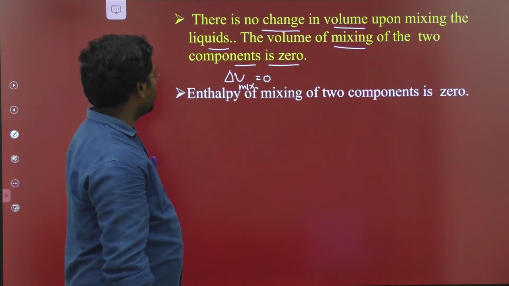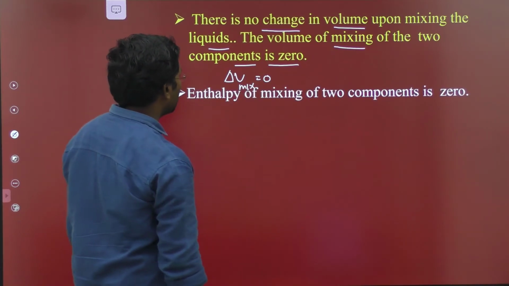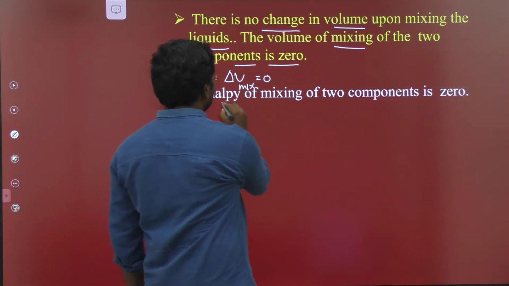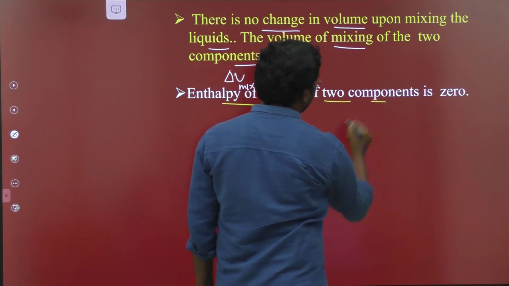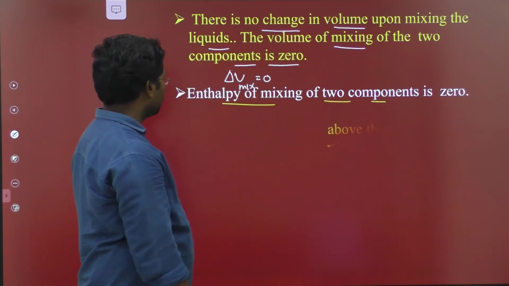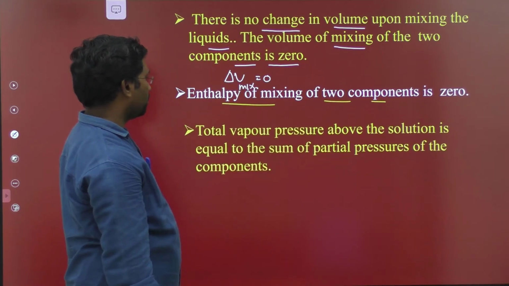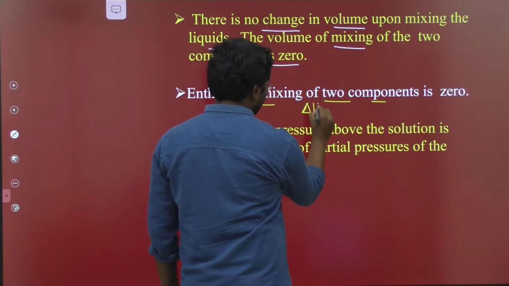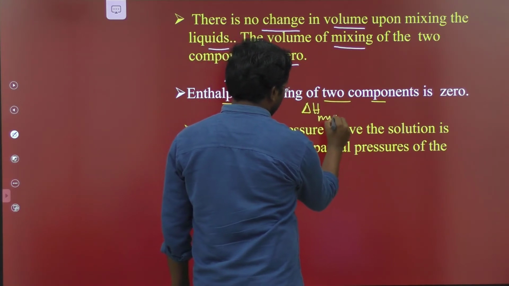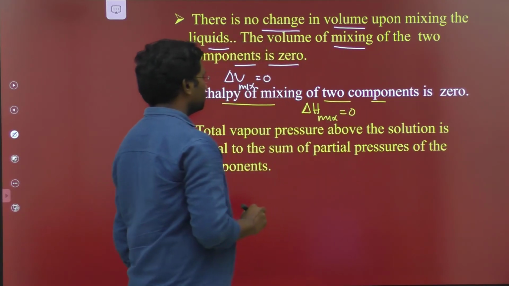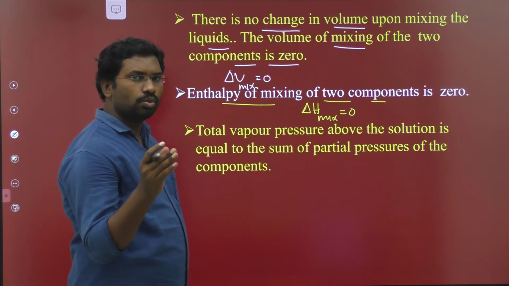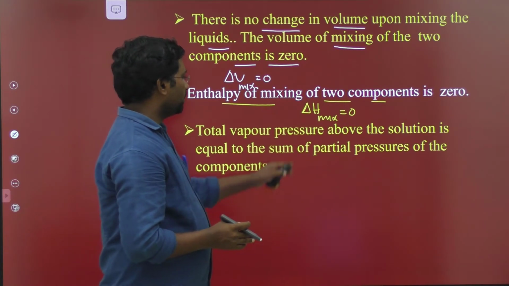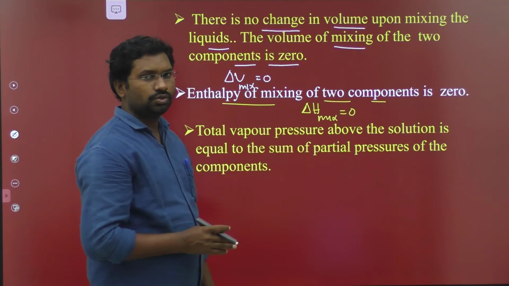And the next important point, the third point, is that the enthalpy of mixing of two components is equal to 0. It is indicated by delta H mix is equal to 0. The change in the enthalpy of two components forming a solution is also equal to 0.